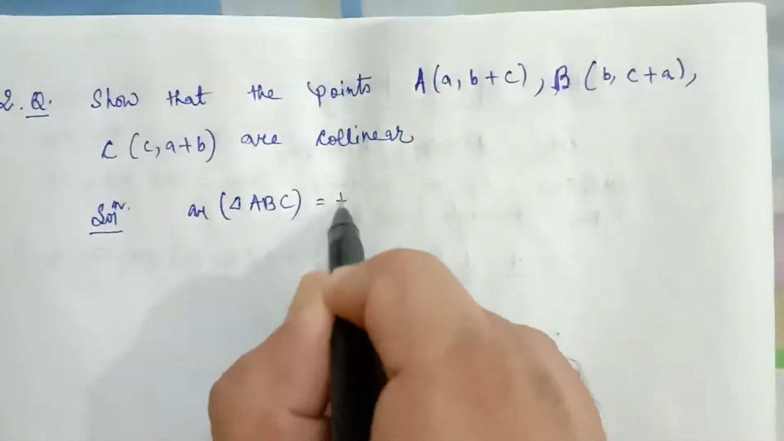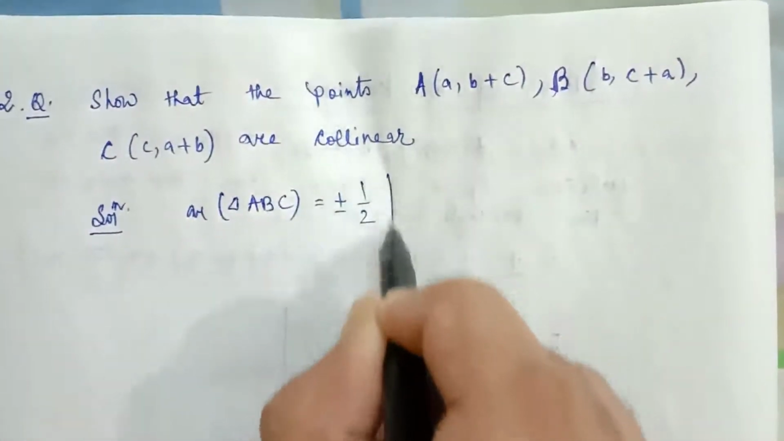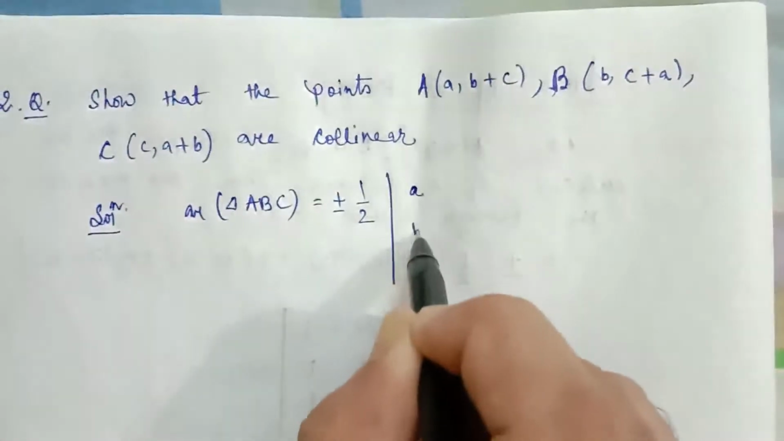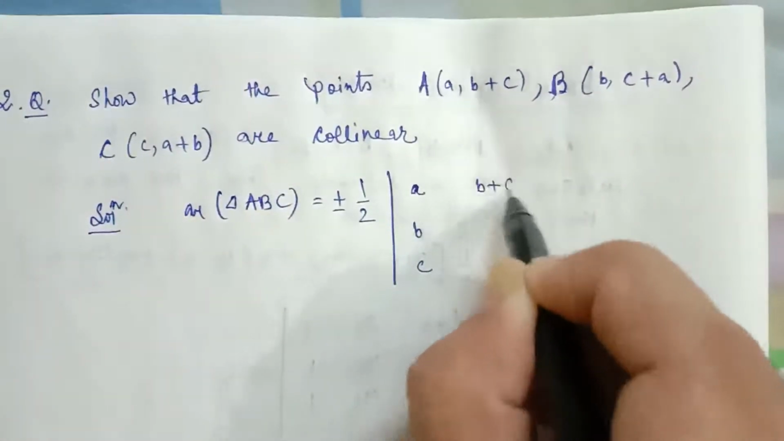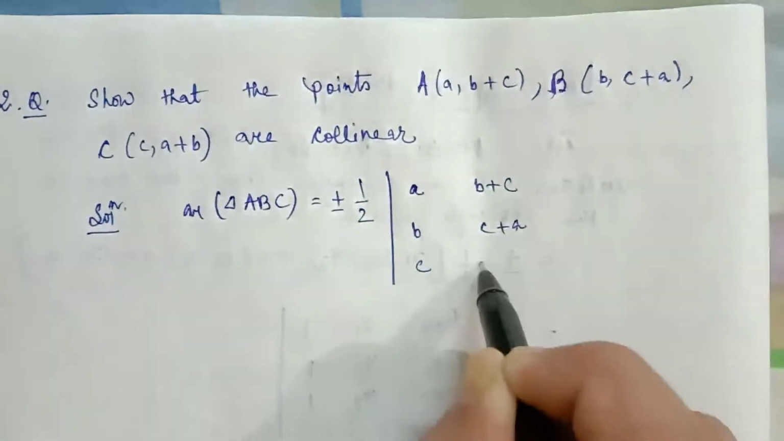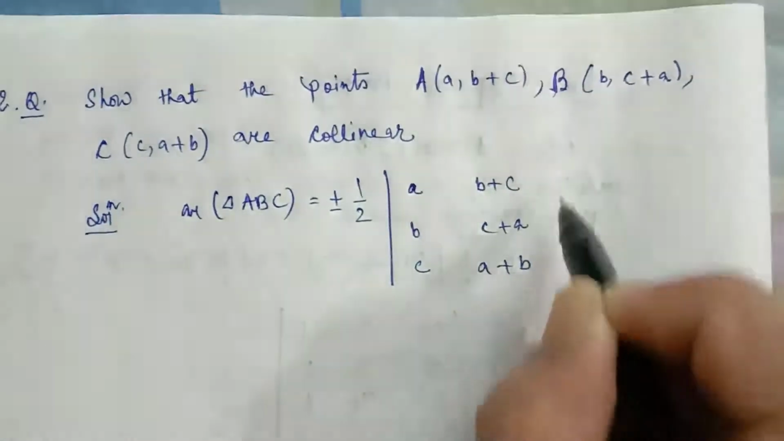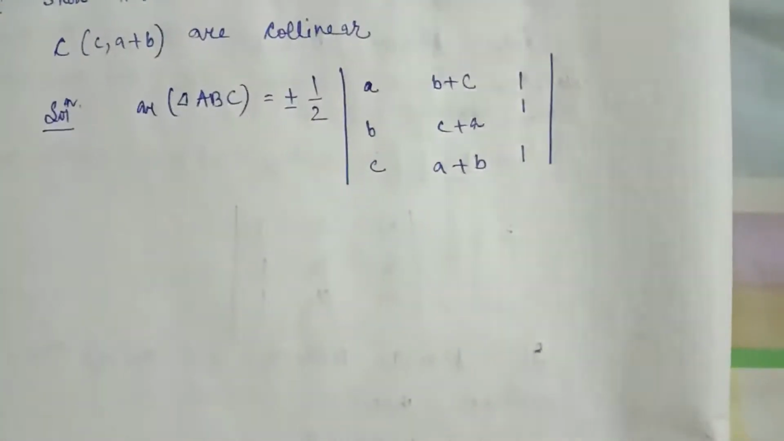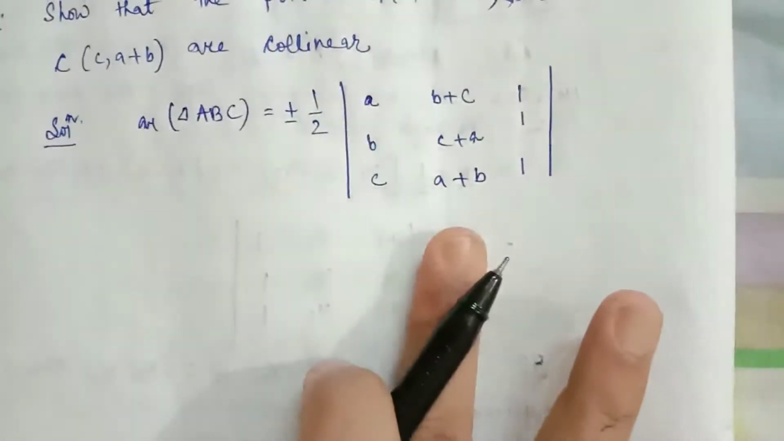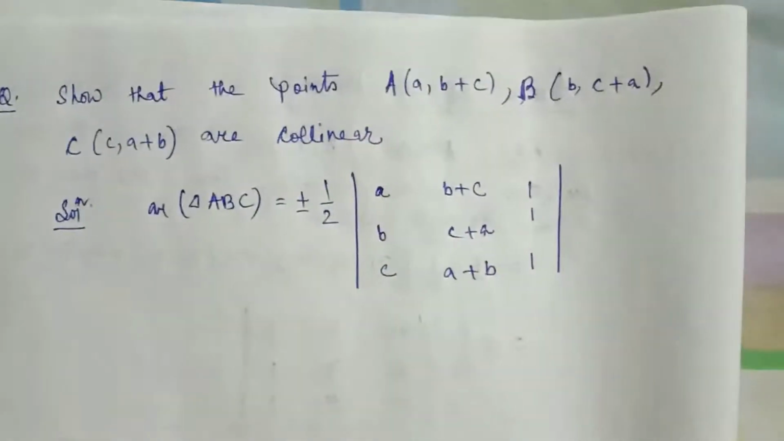This will be plus minus half into, you have to write x coordinates in the first column, y coordinates in the second column and 1, 1, 1 in the third column. Now this will give us the area of the triangle ABC.